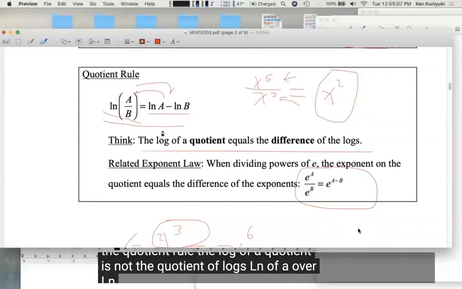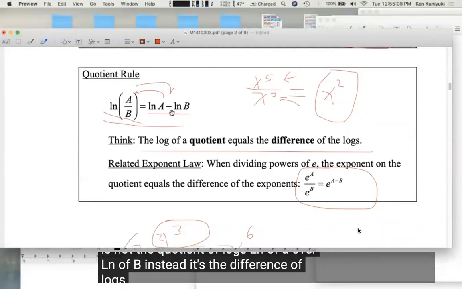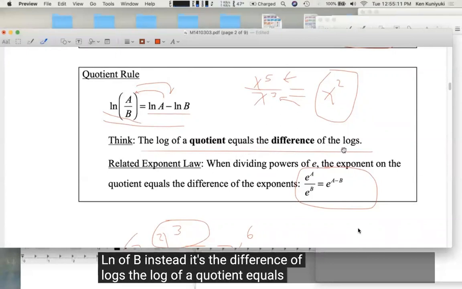It's not ln of A over ln of B. Instead, it's the difference of logs. The log of a quotient equals the difference of the logs.